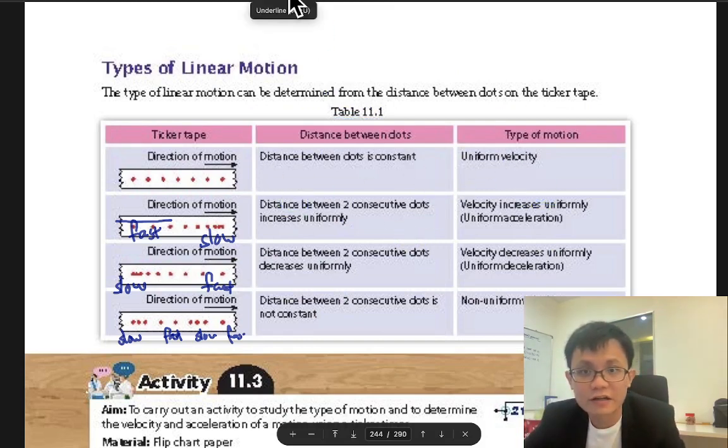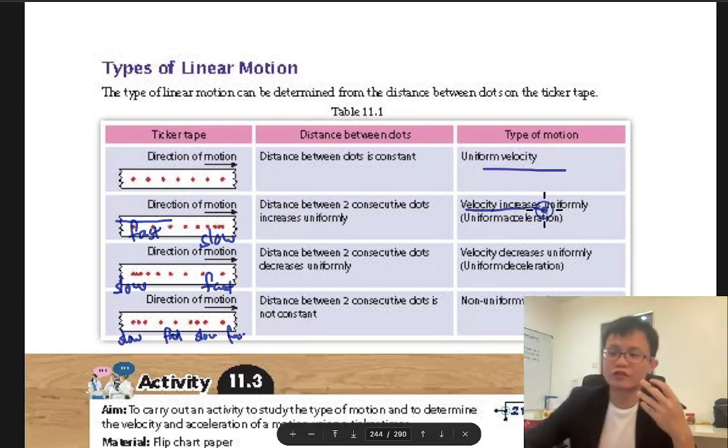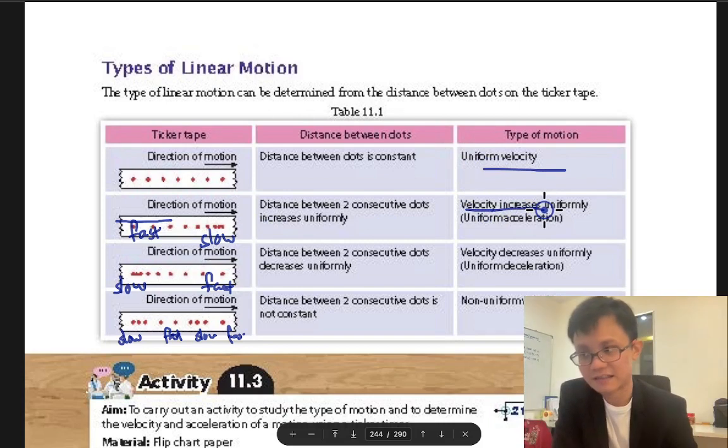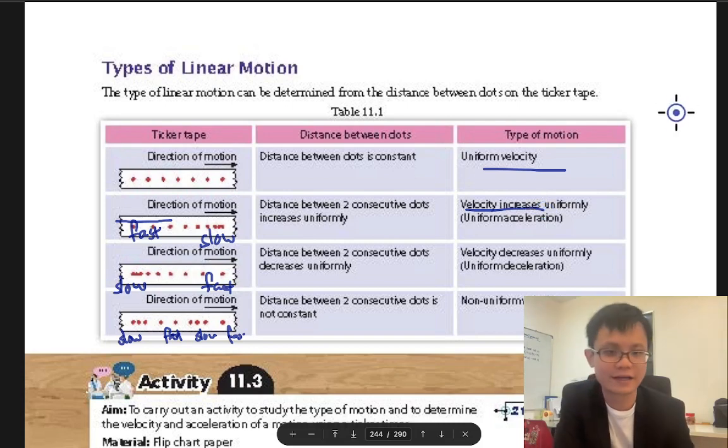Okay, so it's called the uniform velocity. This one, velocity increase because it gets faster. So we don't say it gets faster in science term. We say velocity increase, because if you say it gets faster, maybe you don't get the answer, because the marking scheme is velocity increase. Velocity decrease means slow to fast. Velocity increase.